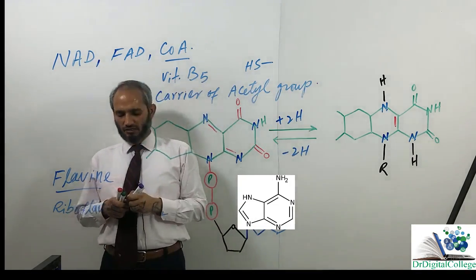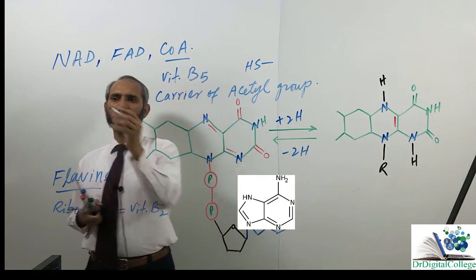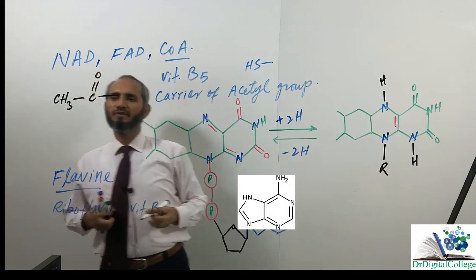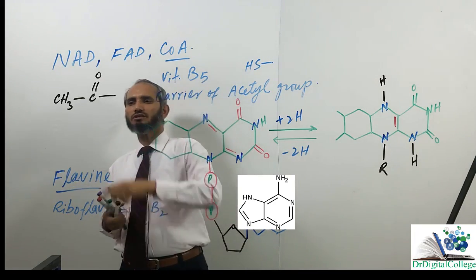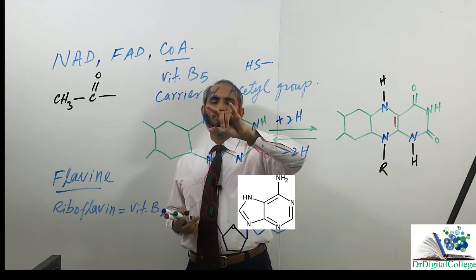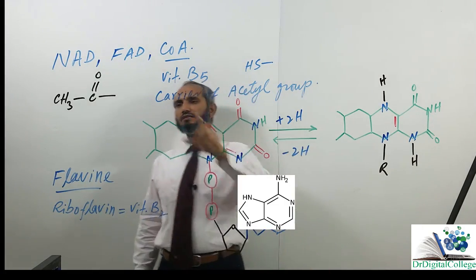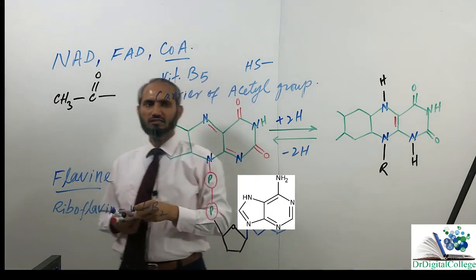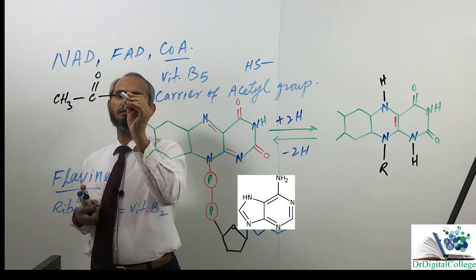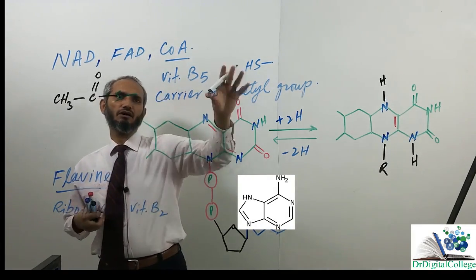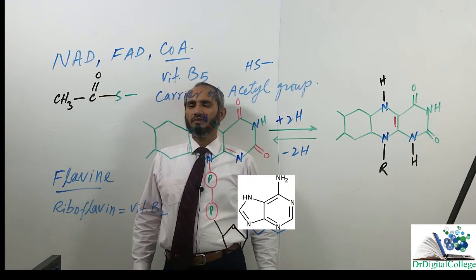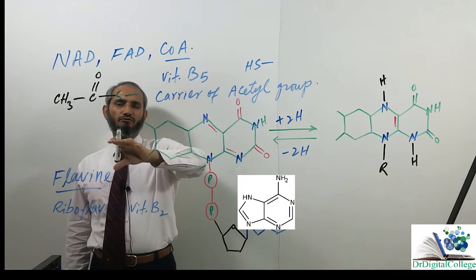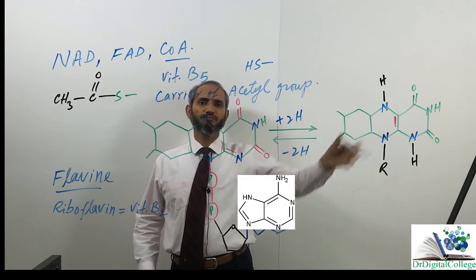What is an acetyl group? You have studied that when oxidation of pyruvate is done, this acetyl is formed, CH3, double bonded O, this. The acetyl group is formed. This is a 2-carbon compound. Now, this 2-carbon compound is carried from the oxidation of pyruvate to the Krebs cycle. This acetyl group can be attached with this sulfhydryl group of coenzyme A. Just like this, I am attaching it like this. This is S here, and this is the rest of coenzyme A, which is complex. So the overall role of coenzyme A is the transfer of the acetyl group from the oxidation of pyruvate to the Krebs cycle.